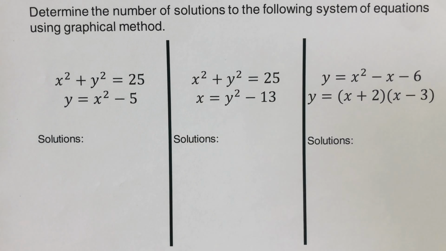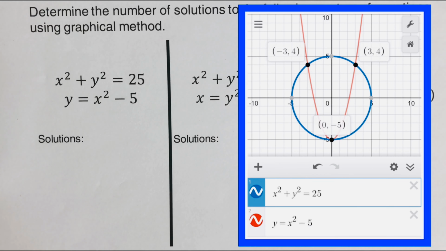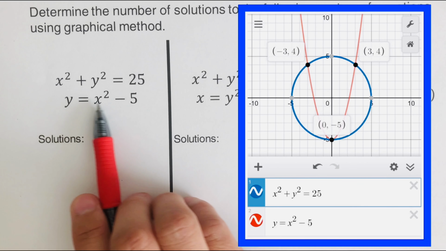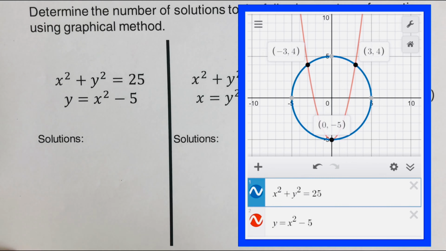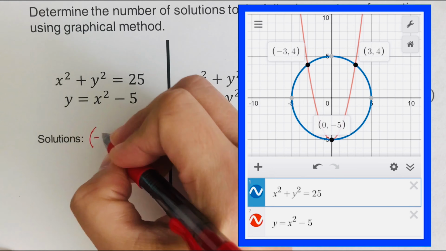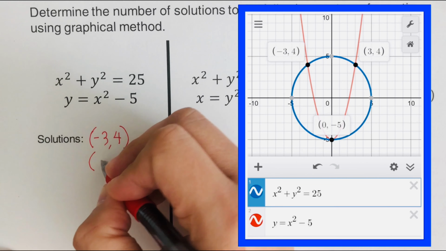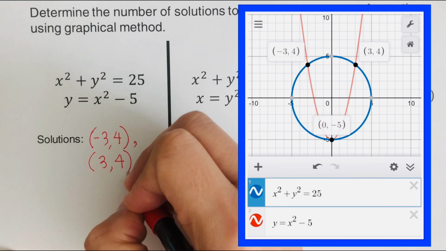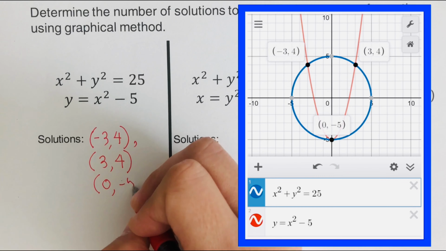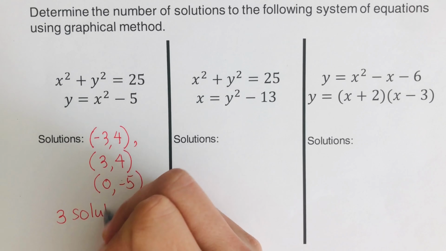Okay, so we go over the problem here. On the side, you will see the graph of these two equations, and we can see that this blue circle, so this represents a circle, and this red parabola here intersect at 3 points. So the 3 points are negative 3, 4. That's also a positive 3, 4. And they also touch each other at 0, negative 5. So pretty much this one has 3 solutions.